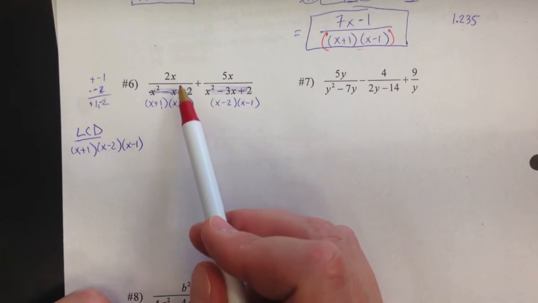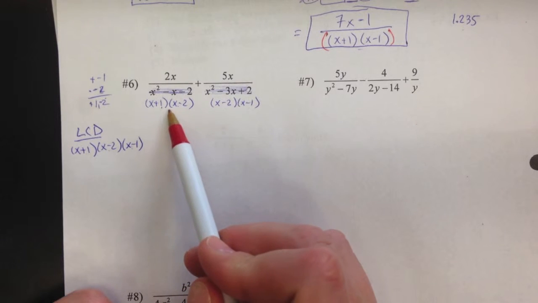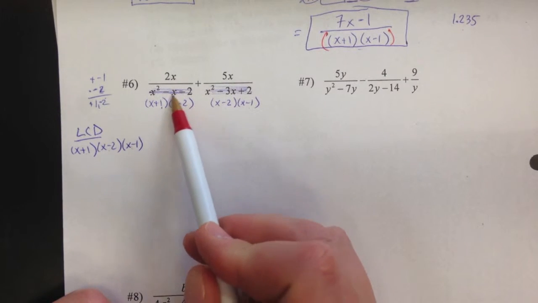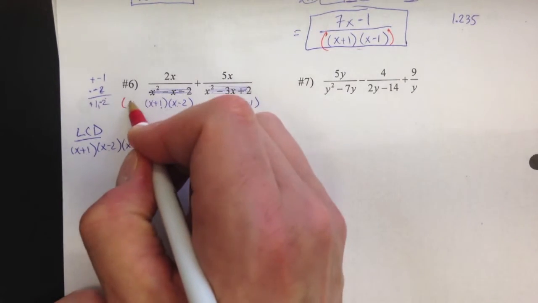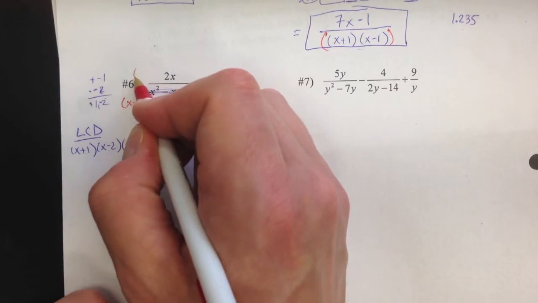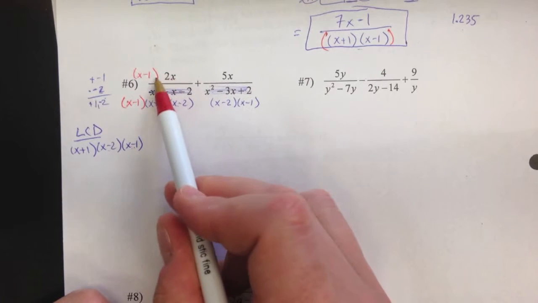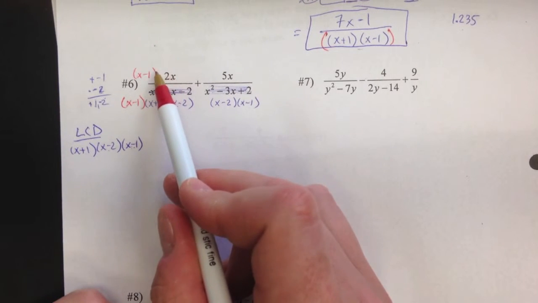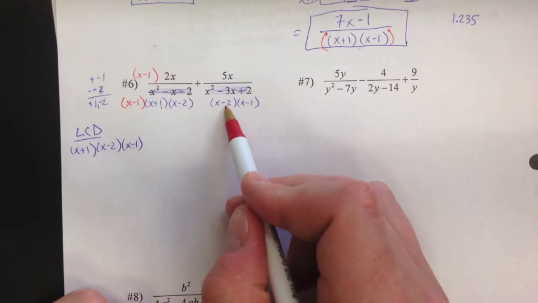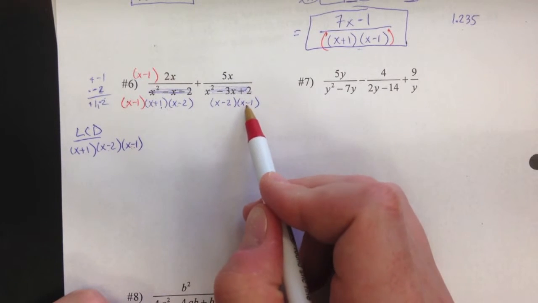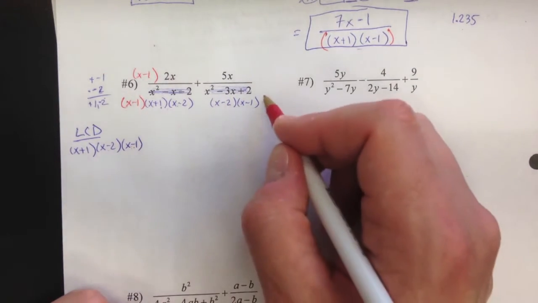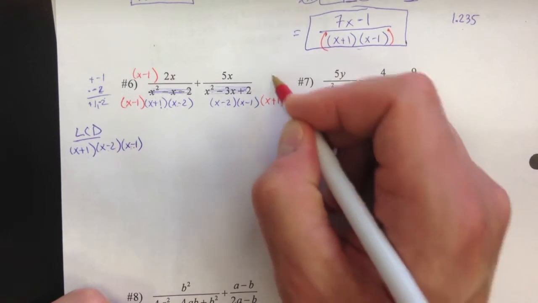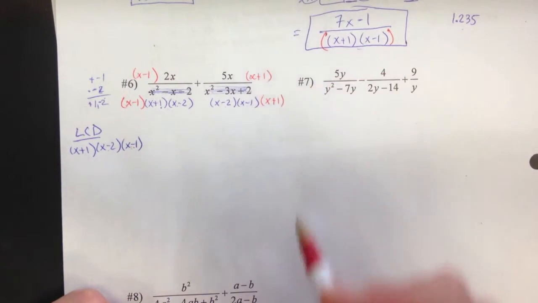So take a look at each fraction. Which factor do we still need? In the first denominator, what we're missing is x minus 1. So I'm going to multiply the bottom by x minus 1 and the top. Okay, and I'm going to distribute that. Over here, we've got x minus 2 and x minus 1, but we're missing x plus 1. So I'm going to multiply the bottom and the top by x plus 1.